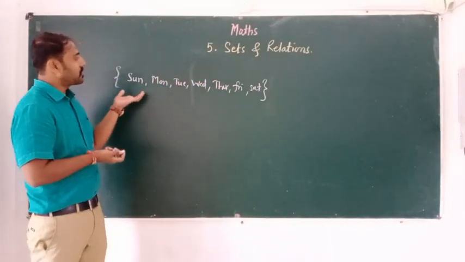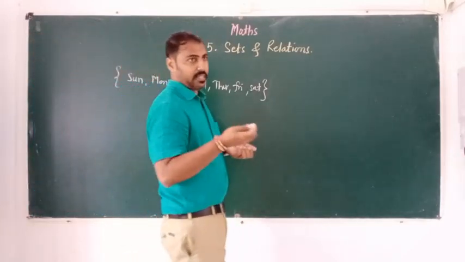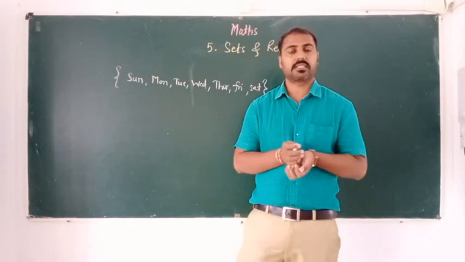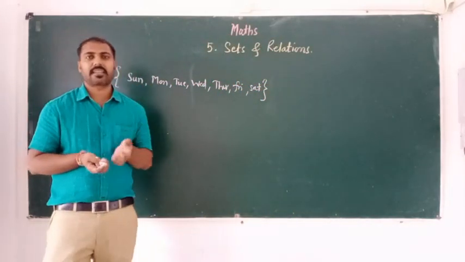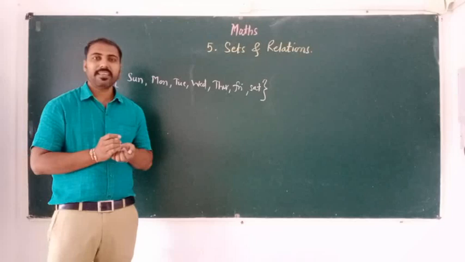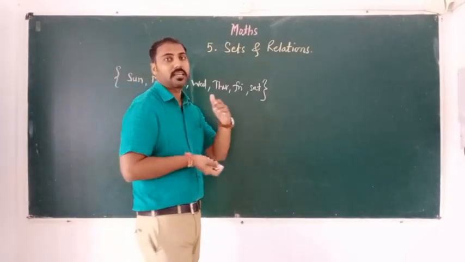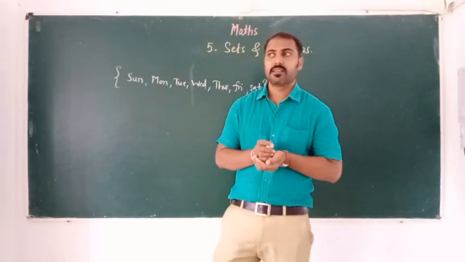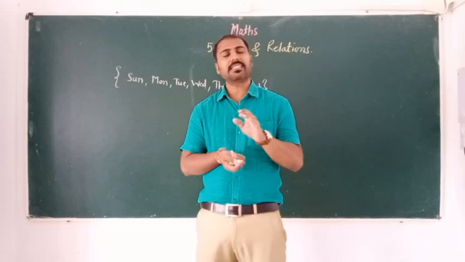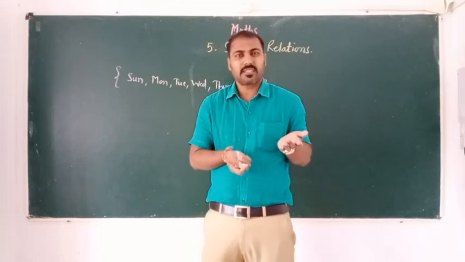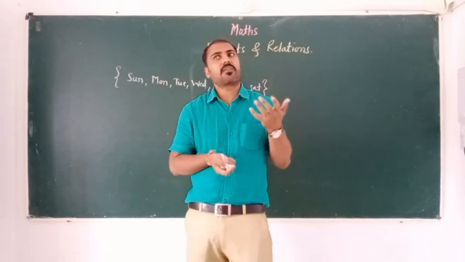Such types of examples are called sets. Again, I can consider another example: happy students or happy persons in your city. Is it clearly an example of a set? No, because happy is not clearly defined.